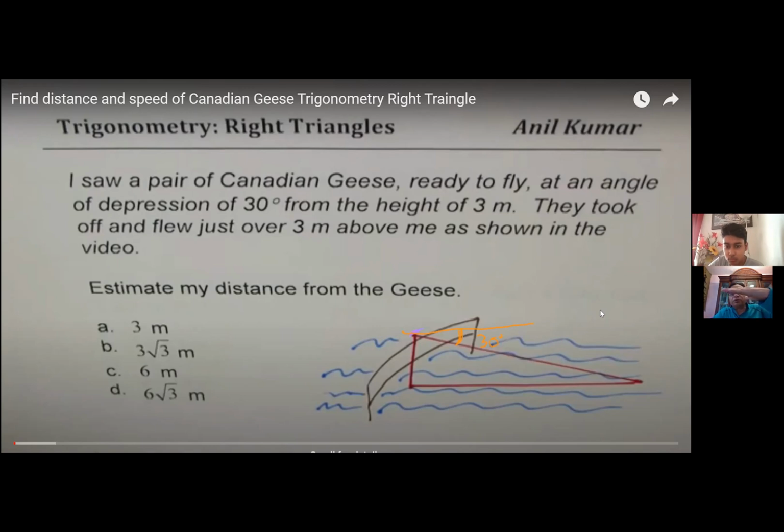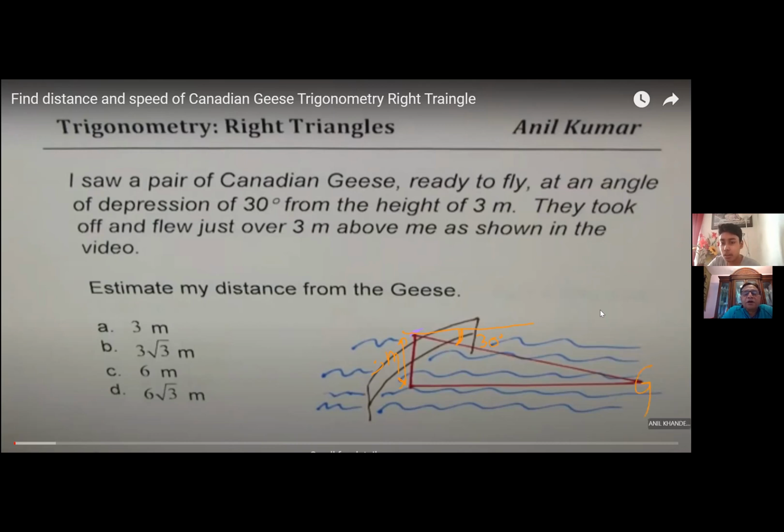So from any position horizontal, what is down? Going down from that horizontal position gives you the angle of depression. So that is 30 degrees given to us. So at an angle of depression of 30 degrees from the height of 3 meters, this height is 3 meters for me. I'm standing on this particular bridge, and from that height, I'm watching these, and that is the geese. Is that clear to you?